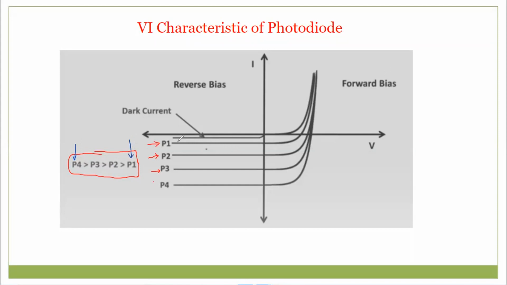If the intensity is low, in this graph the current is less compared to P4. If I assume this current is 2 milliamps, at this point I consider the current to be 4 milliamps. So when the intensity is more, the current flowing through the photodiode is also more. That is the indication we found from this graph, the VI characteristic of photodiode. It indicates that when the light intensity increases, the current flowing through the photodiode also increases. When there is no light, that current we call a dark current.